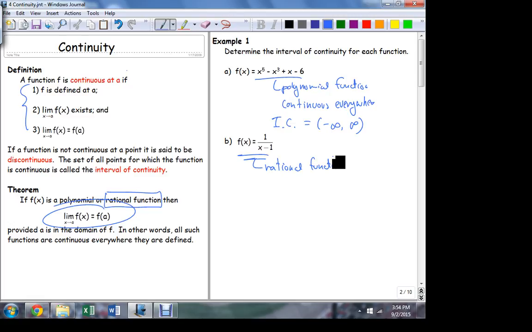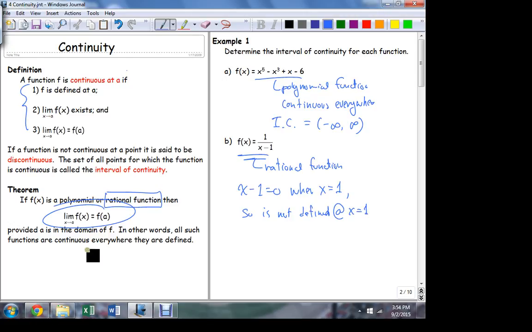So this function will be continuous everywhere that the function is defined. Is this function defined everywhere? Where is it not defined? It's defined everywhere the denominator is not equal to zero. But x minus one is equal to zero when x equals one. So f is not defined at x equals 1.